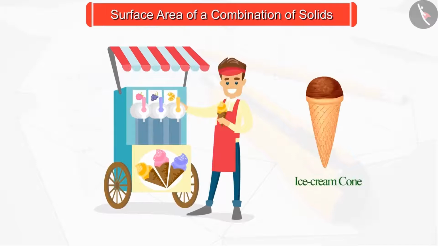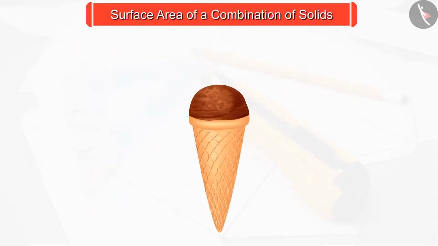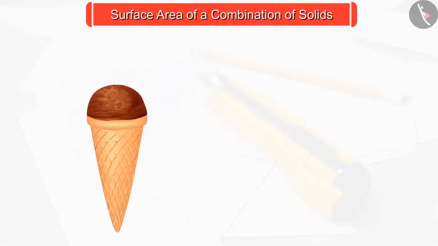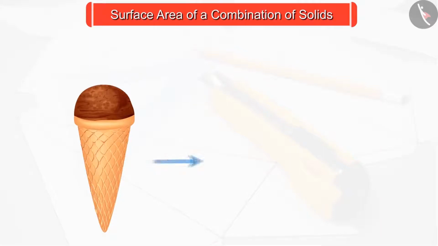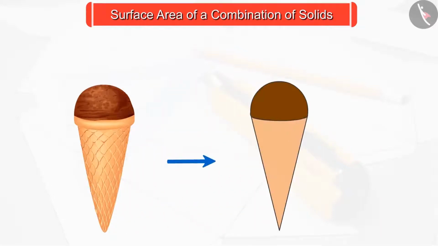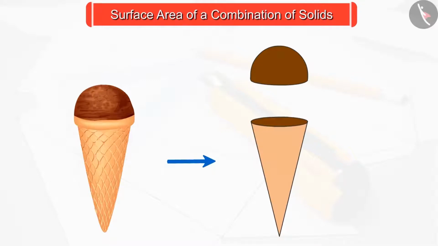You all must be familiar with an ice cream cone because all children like it. Look at this ice cream cone carefully and identify the combination of figures that make the cone. Let's draw its shape. By looking at it, we can see that it is formed by combining two figures, a hemisphere and a cone, where the top part of the ice cream cone is a hemisphere and the bottom part is a cone.